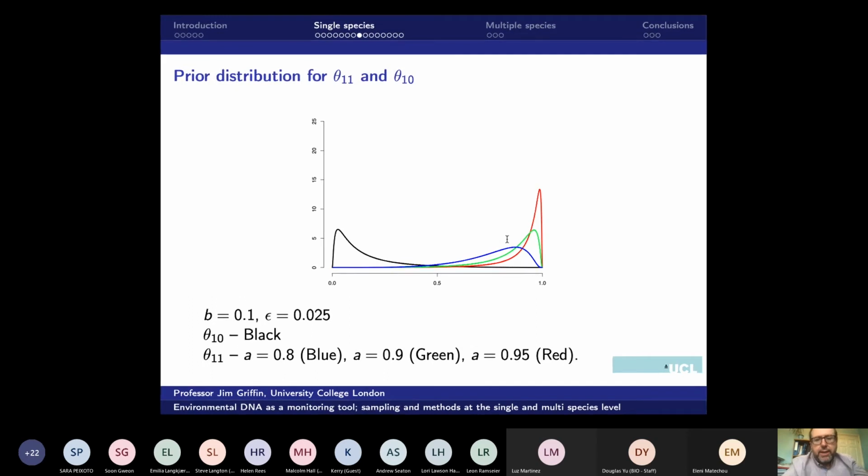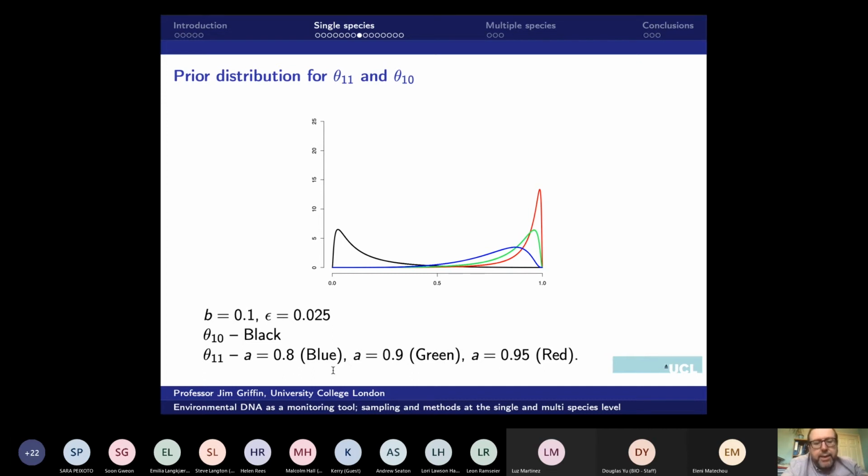So if you do that, this is the kind of prior distributions that you get. The black is θ10, so that's our probability of false positives. And the median of that is 0.1. We then fix this discrepancy measure. The prior probability of the error rates being reversed is small, 2.5%. You can change that to anything you want.